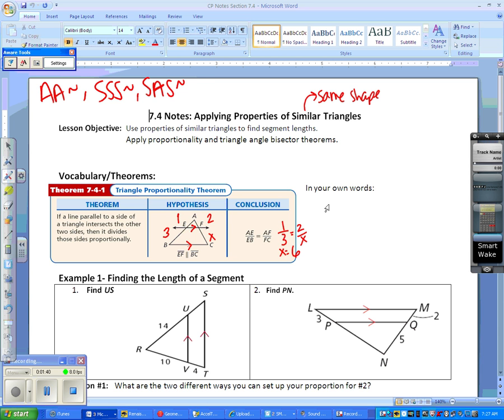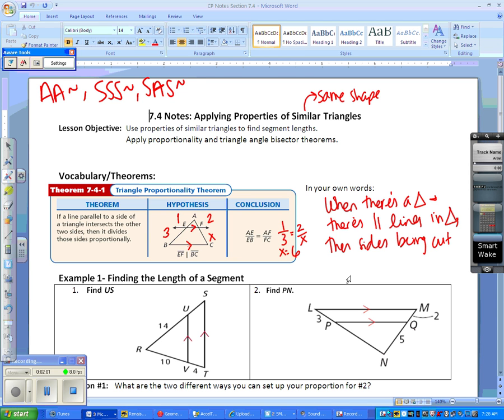So again, when you have proportional, if I was going to write this in my own words, which you should be doing, when I have a triangle, and there's parallel lines in the triangle, then the sides being cut are proportional. So that's pretty cool.